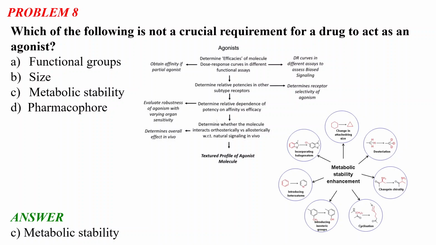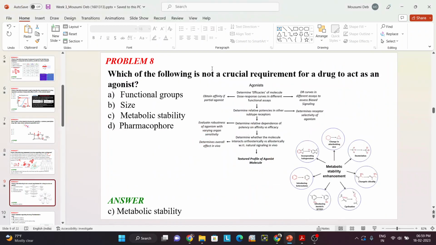Okay. So functional groups are a very crucial requirement for a drug to be an agonist, because changing the functional group can change the interaction, which is the receptor-drug interaction. Size is also very important because agonist molecules bind to the receptor sites, but if one does not fit in the receptor site, it will not act as an agonist. Metabolic stability is the one thing which is not that important, but the pharmacophore is also very important.